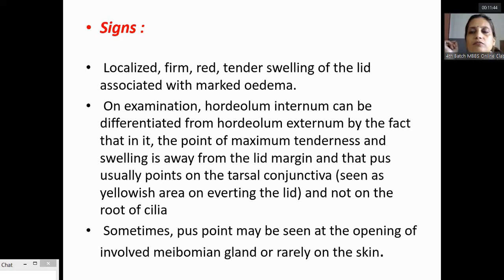Whereas in case of hordeolum internum, the pus point is away from the lid margin and not at the site of the root of the cilia. So sometimes the pus point may be seen at the opening of the involved meibomian gland or rarely on the skin also.